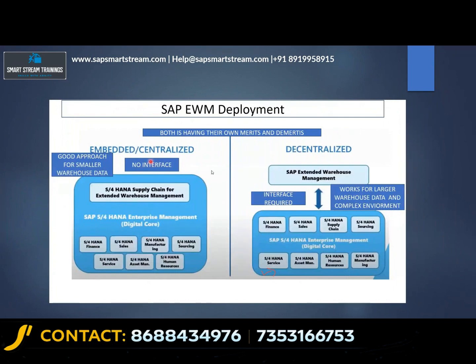This is an embedded system, which is a centralized system. In the same S4 HANA, we have EWM, extended warehouse management, available in the same system. So everything is in one single instance. The other is decentralized. EWM is a different system, not part of S4 HANA, and all the other legacy modules are available in the S4 system. So there is an interface connection required in order to flow the data from one system to another. Clear? Any questions, guys, you can ask.